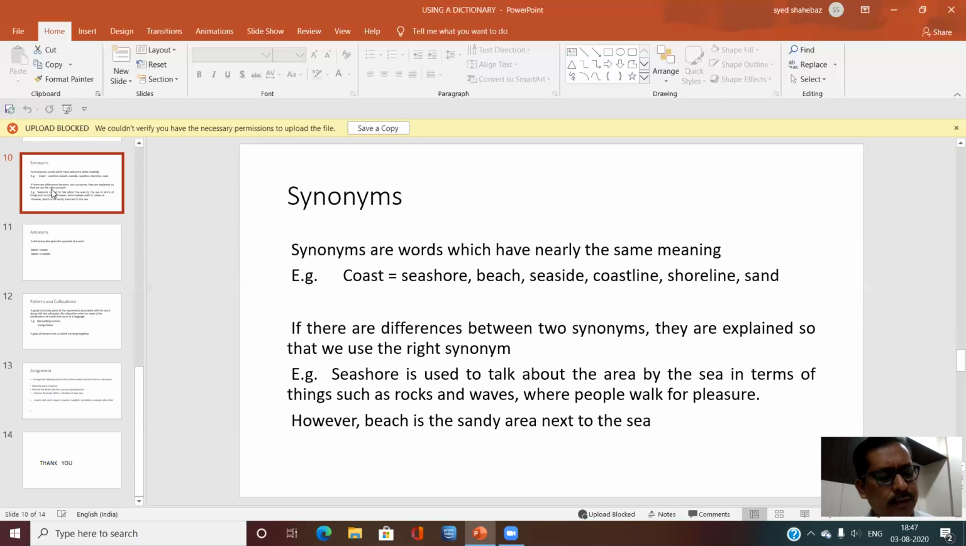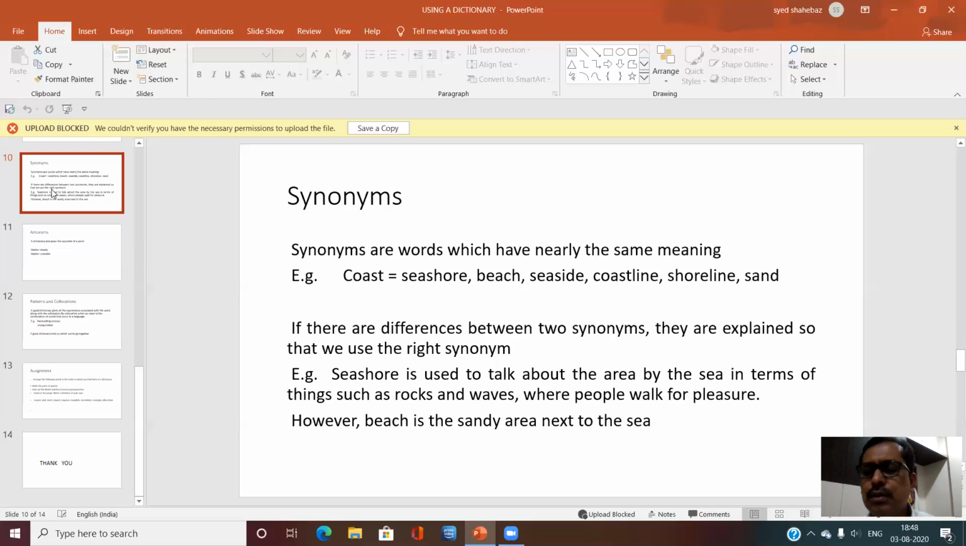If there are some differences between two synonyms, they are explained so that we use the right synonym. For example, seashore is used to talk about the area by the sea in terms of things such as rocks and waves, where people walk for pleasure. However, beach is the sandy area next to the sea. So, in this way, the meanings are given.